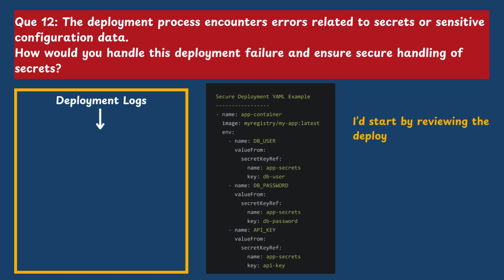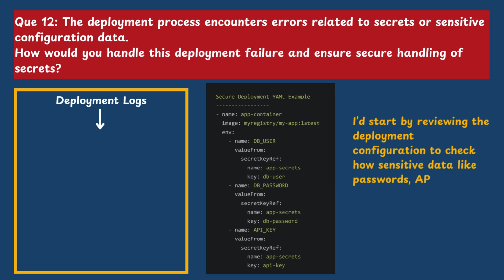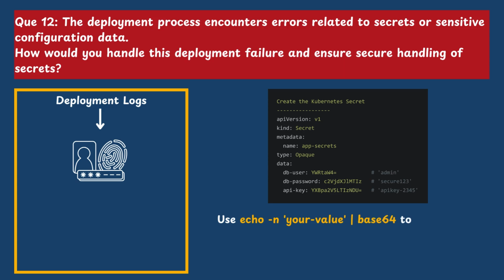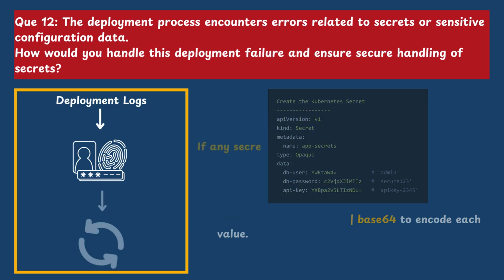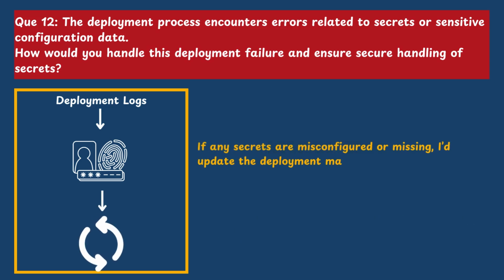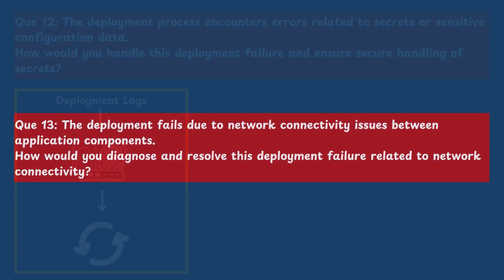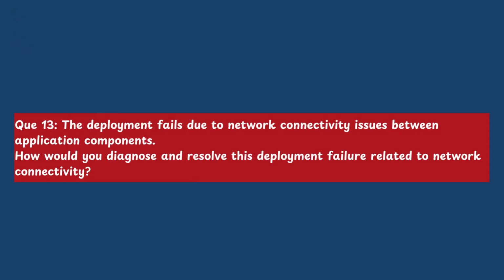I would start by reviewing the deployment configuration to check how sensitive data like passwords, API keys, or tokens are being handled. I would make sure they are stored securely using Kubernetes secrets or tools like Vault. If any secrets are misconfigured or missing, I would update the deployment manifest to reference the correct ones and reapply the deployment. Moving on with our next question.